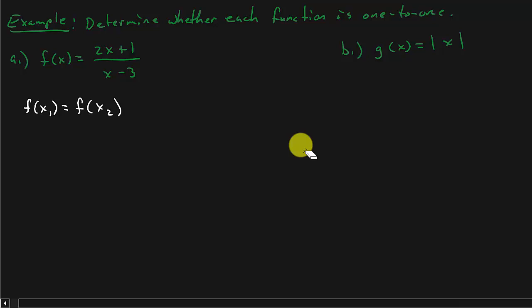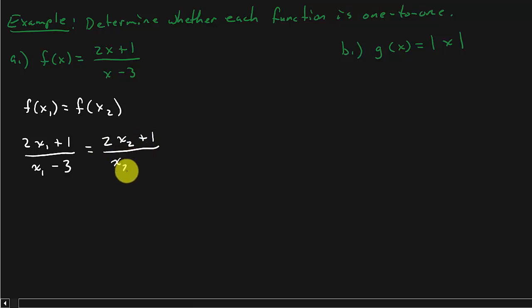All right, so we've got 2 times x sub 1 plus 1 over x sub 1 minus 3. And that equals f of x sub 2. So we're going to replace each x with x sub 2. So 2 times x sub 2 plus 1 over x sub 2 minus 3. All right. And then what do we do? Well, now we solve it.